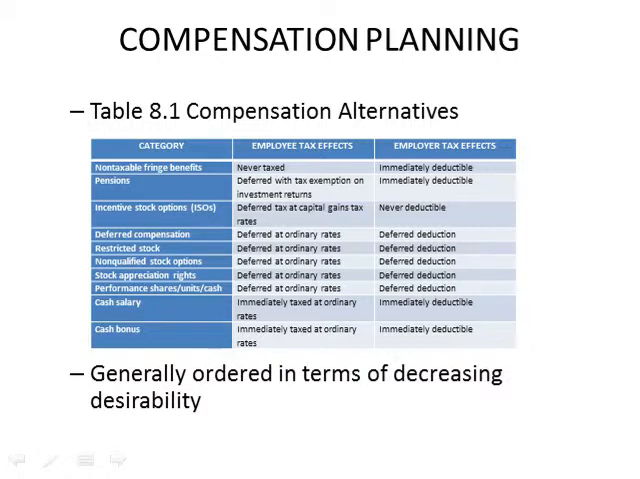And so from table 8.1 in the text, you can see that there are different compensation alternatives. Down the left-hand side in blue, we see the category. So what we can do is pay compensation either through non-taxable fringe benefits, pensions, incentive stock options, deferred compensation, restricted stock, non-qualified stock options, stock appreciation rights, performance shares or units, or cash salary and cash bonuses. And, again, looking at it from all parties, in this case the employer-employee party, we can see what the tax effects of those are.